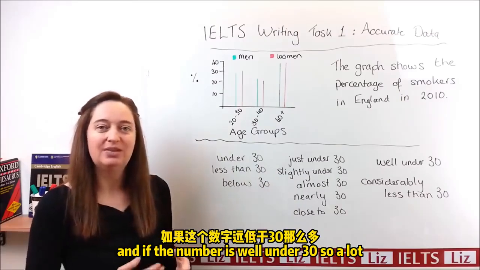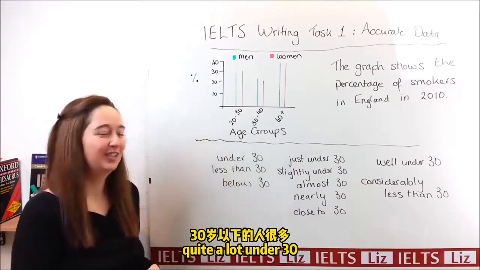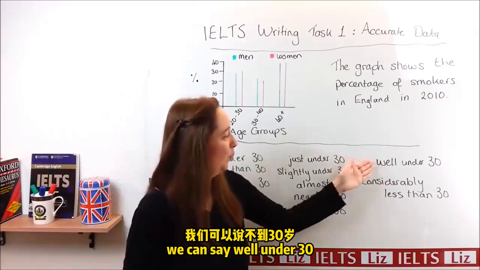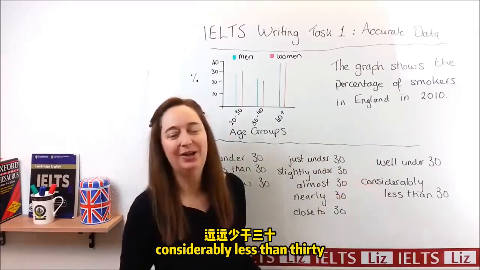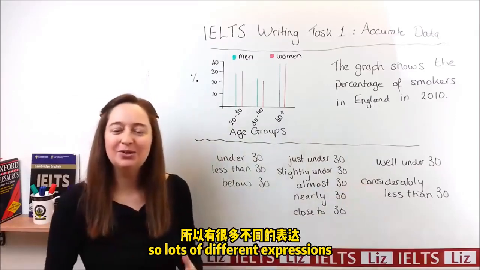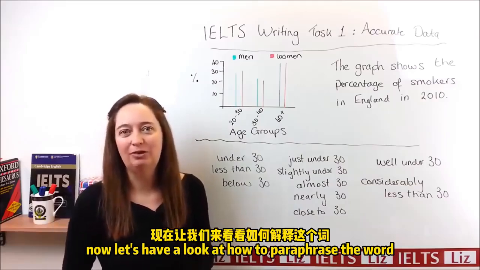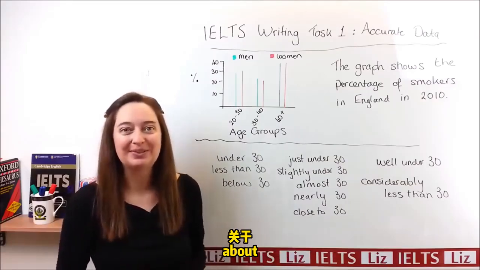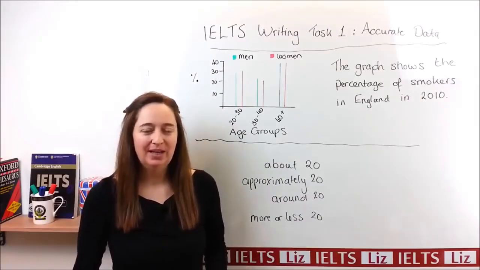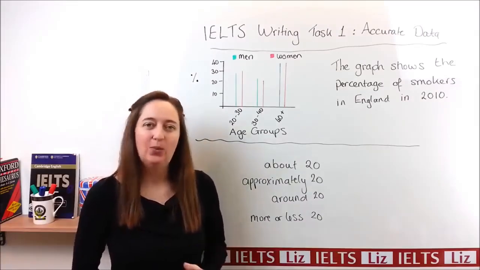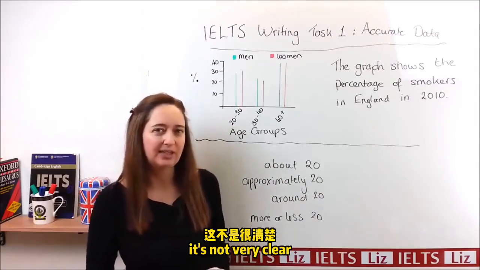And if the number is well under 30, so a lot, quite a lot under 30, we can say well under 30, considerably less than 30. So lots of different expressions. Now let's have a look at how to paraphrase the word about. So here we have some expressions for about, and we use about when we're not sure if it is over or under. It's not very clear.